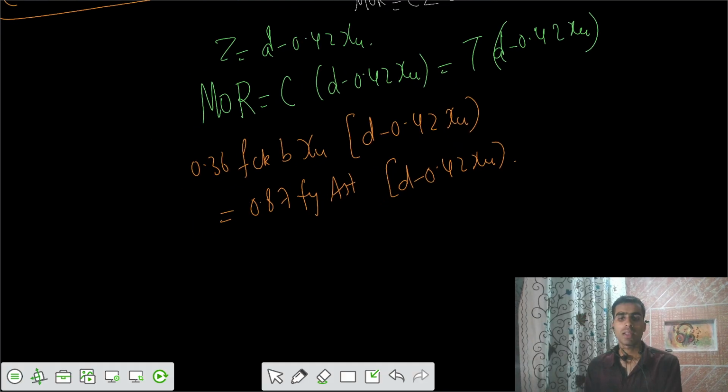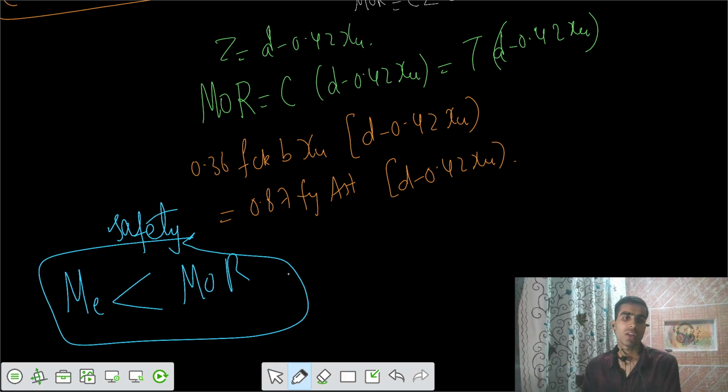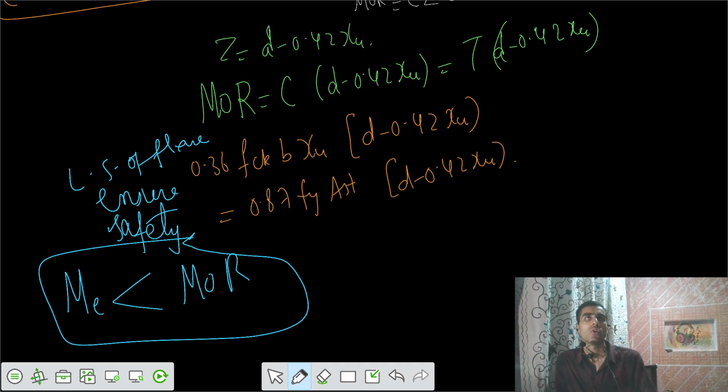Then we see whether the moment of resistance for the section is more than or less than the external bending moments. We need to say that your external bending moment should be less than your moment of resistance. We need to ensure that your section is safe. That's why we have limit state of collapse or limit state of flexure. We need to ensure that the external bending moment should be less than the moment of resistance of the section.